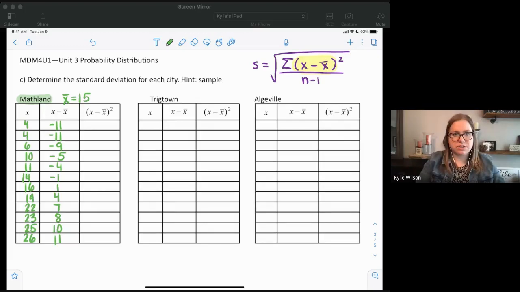Essentially what I'm doing is trying to figure out how far away from the mean each of these data points are.